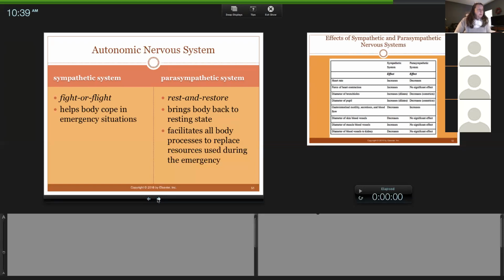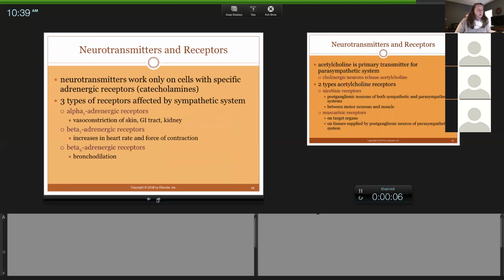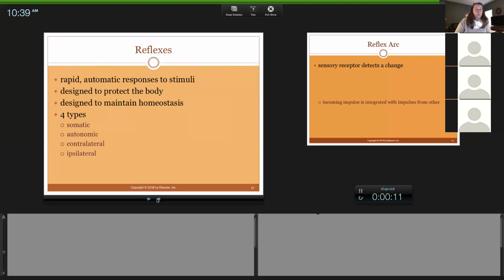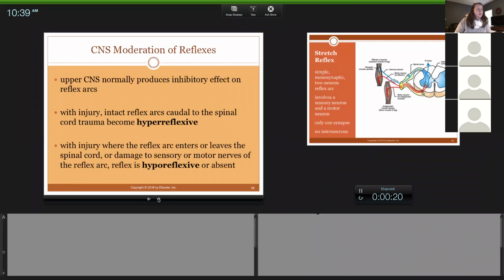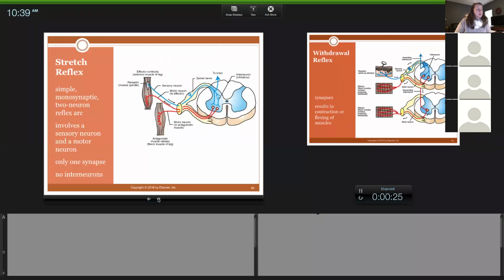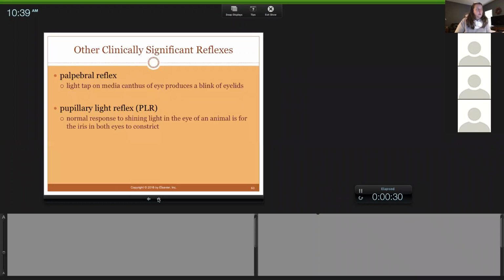So let me back up a little bit. When we get into these last slides, I want you to understand the transmitters, okay, and how they affect which ones on the chart. For reflexes, I only want you to know that it's an automatic response to stimuli. You don't have to know the reflex arc or moderation. I just want you to understand the stretch reflex, withdrawal reflex, palpebral, and PLR.